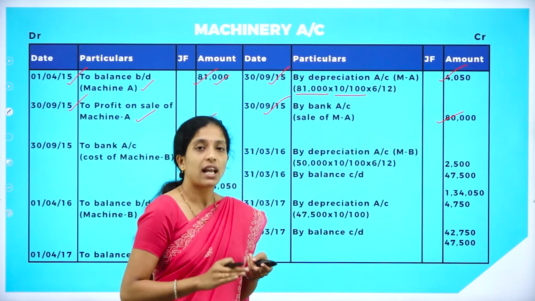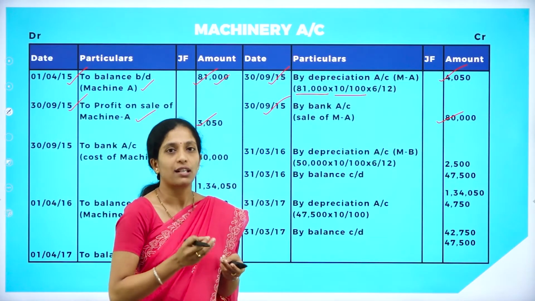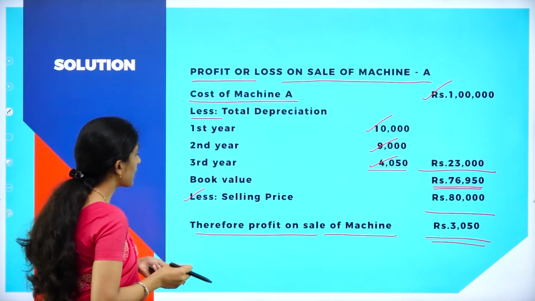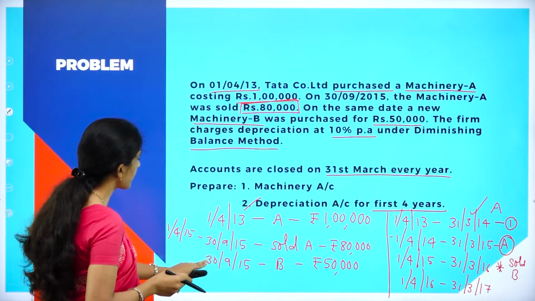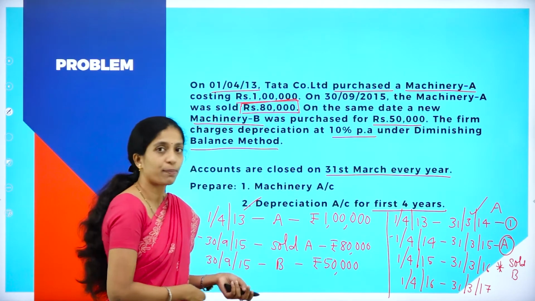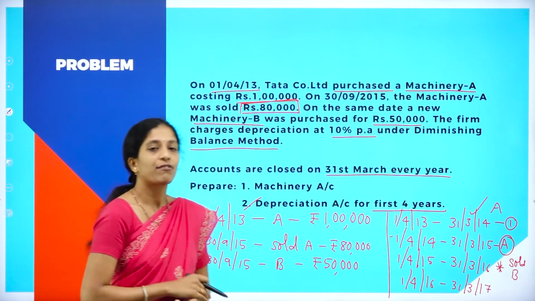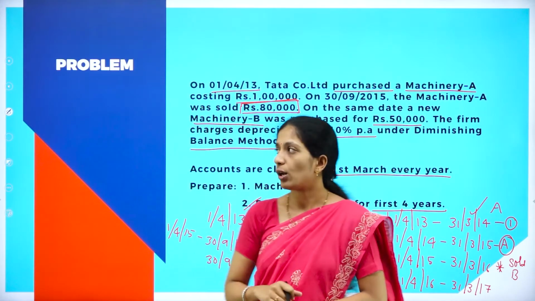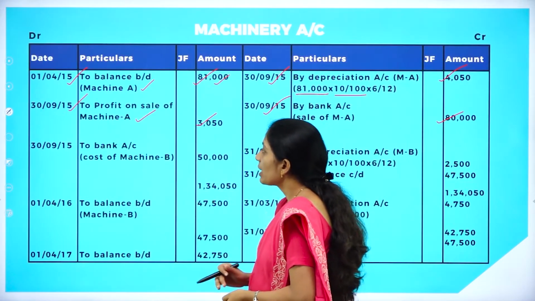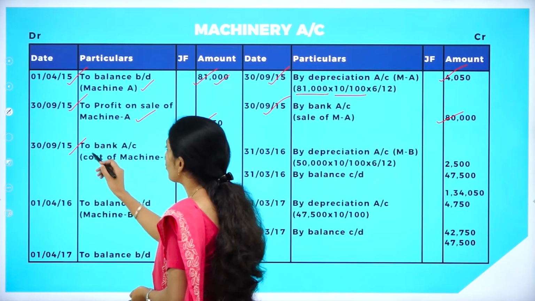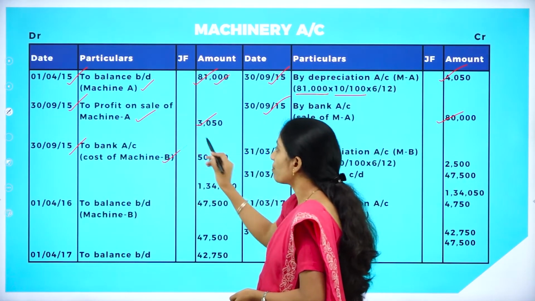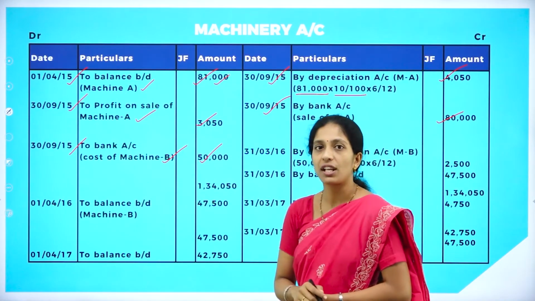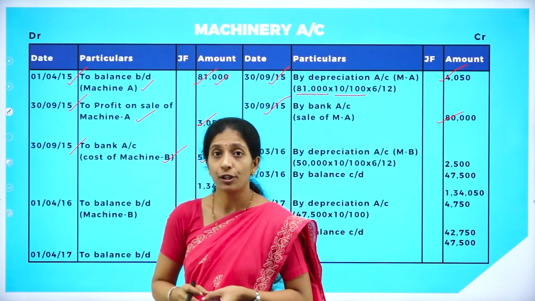But on the same day, they have purchased one more machine, that is machine B. See the problem here. The same day they purchased machine B for rupees 50,000. So we have to record the entry for that also. 30th/9/2015 to bank account, cost of machine B, 50,000. That is the purchase of the new machine.